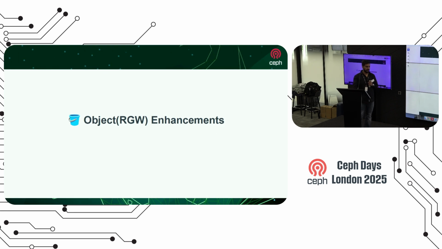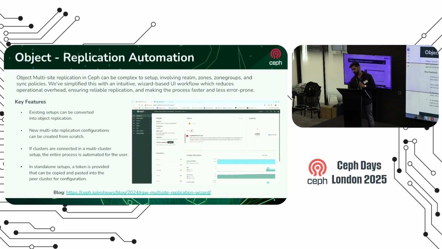I think the next is the object enhancements. As we have talked about multi-cluster, I think object enhancements are important now because we talked about replication across the multi-sites, right? And this is a very great example that we have done. Why that is important is that with multi-cluster, multi-site has become really easy, right? Starting from creating realm, zone group, doing a period commit, restarting the service, and then importing and exporting the tokens. So all of that has become easy.